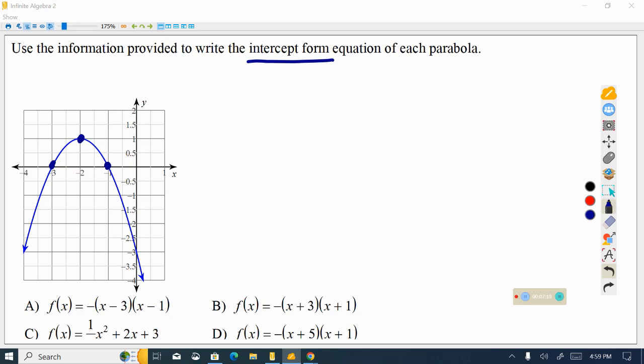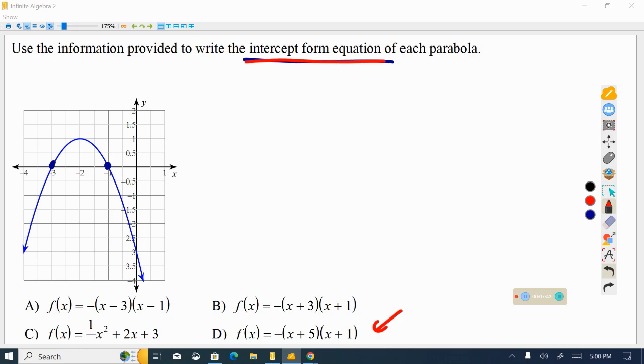We don't want to just go there and be like a robot and just automatically do what we did last time. We have to read the question and think about what it means. And in this case, it says to find the intercept form equation. So if I was to write the vertex form in here, some people might choose it. And that would not be answering this question that wants us to find the intercept form equation.